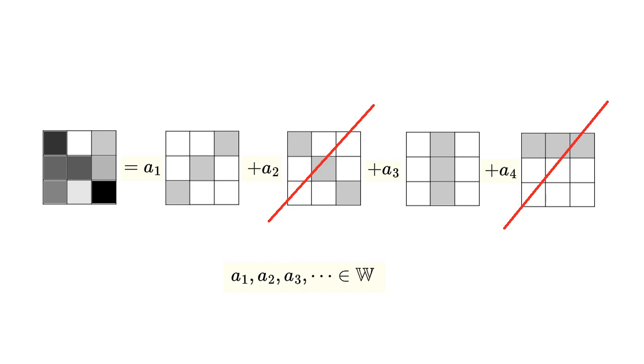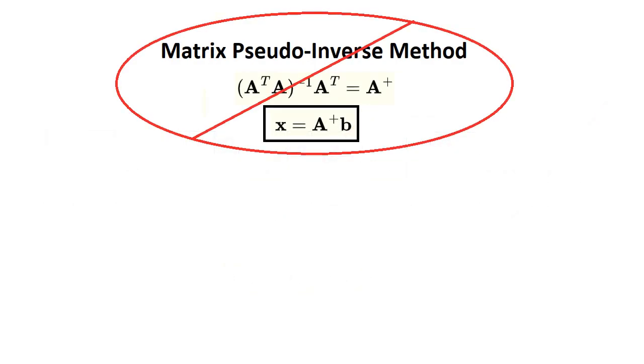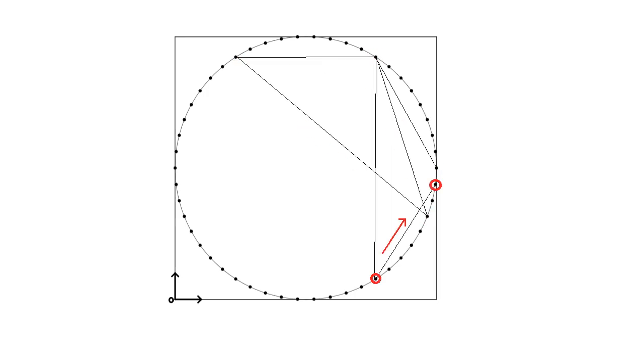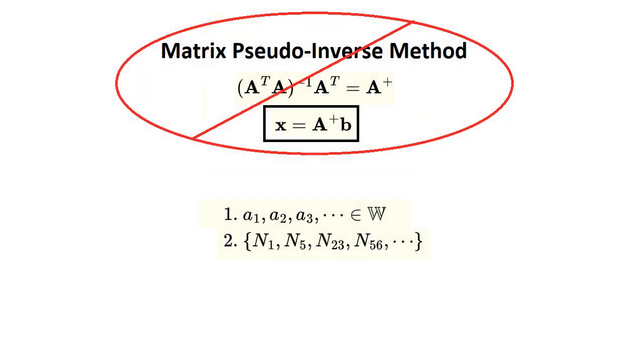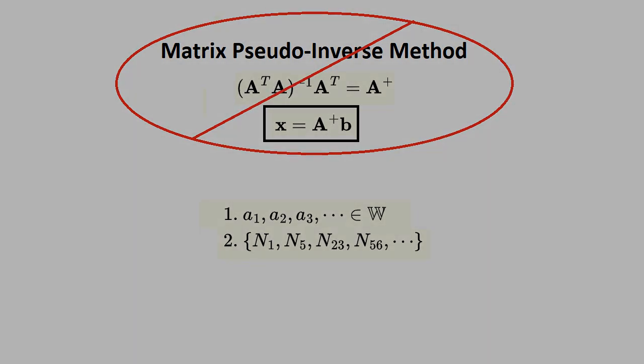Sorry to say, but this method is not suitable for our purpose because of these reasons, and therefore we have to find some other technique which optimizes for these coefficients subject to the following constraints. 1. These coefficients must be whole numbers, and 2. The result must give us an ordered list of nails between which we can string threads. So in the next video, we will see how to do that.